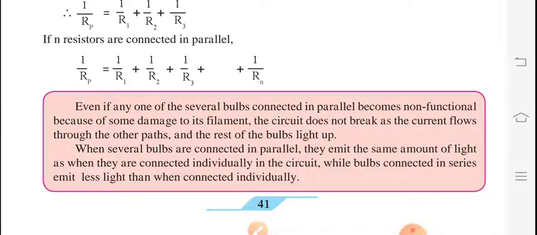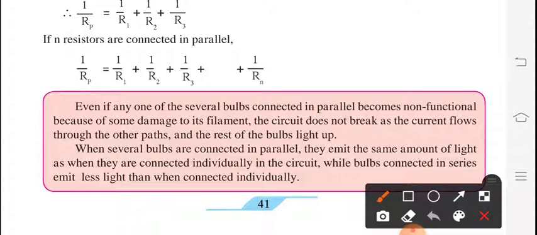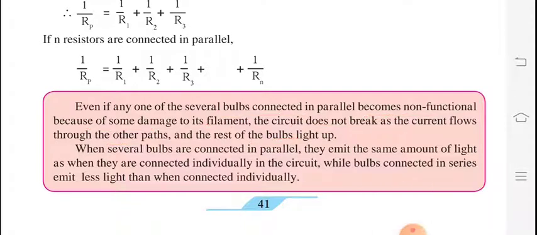So we can say that if any one of several bulbs connected in parallel becomes non-functional because of some damage to its filament, the circuit does not break, as the current flows through the other parts, obviously, and the rest of the bulbs light up. We have seen lighting in Diwali vacations and all. We have seen that when one bulb goes out, the remaining lights keep on going. Behind this situation is that current is continuously flowing through the other ones, it won't stop.